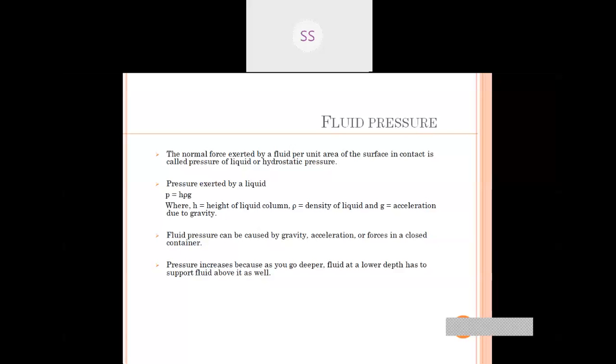Fluid pressure can be caused by gravity, acceleration, and forces in a closed container. These are the reasons for fluid pressure: gravity, acceleration, and forces in a closed container.